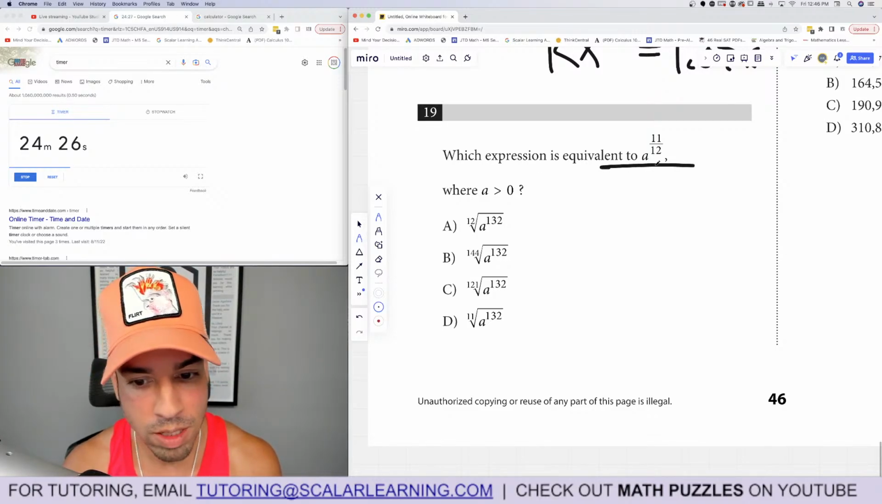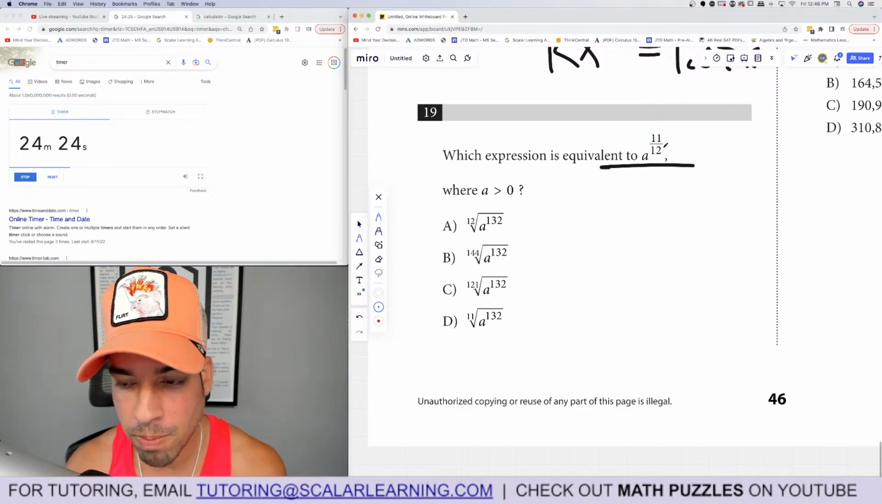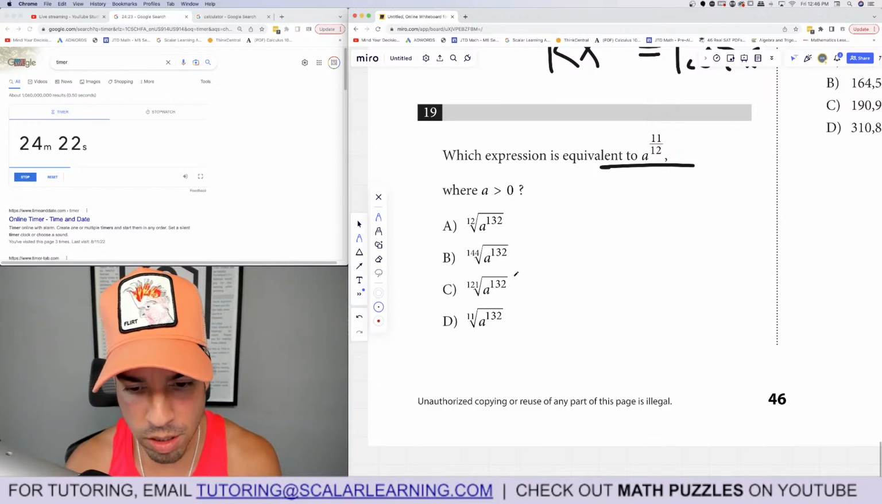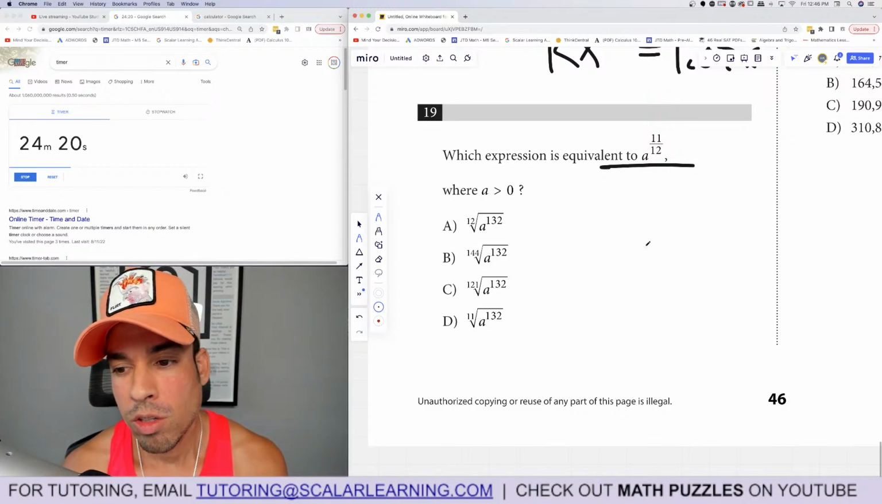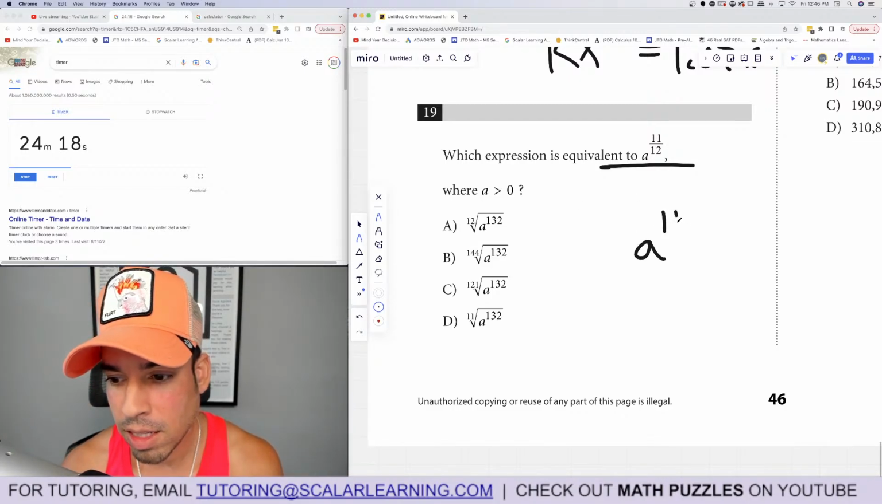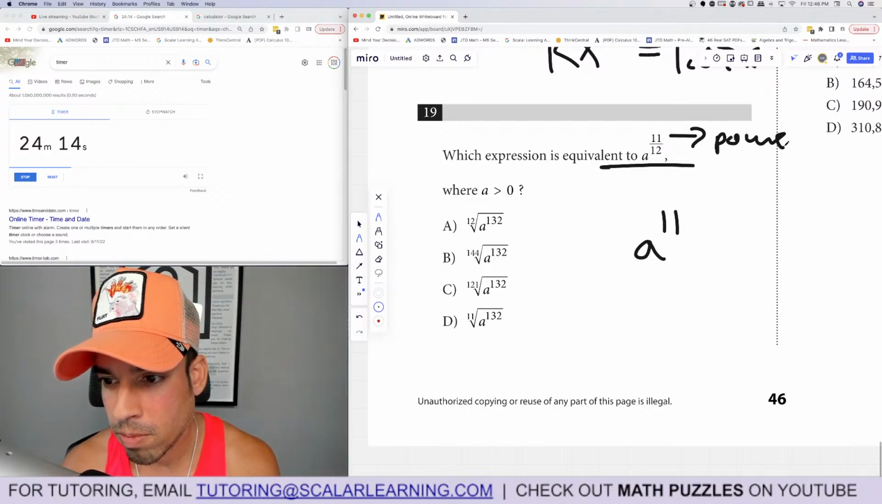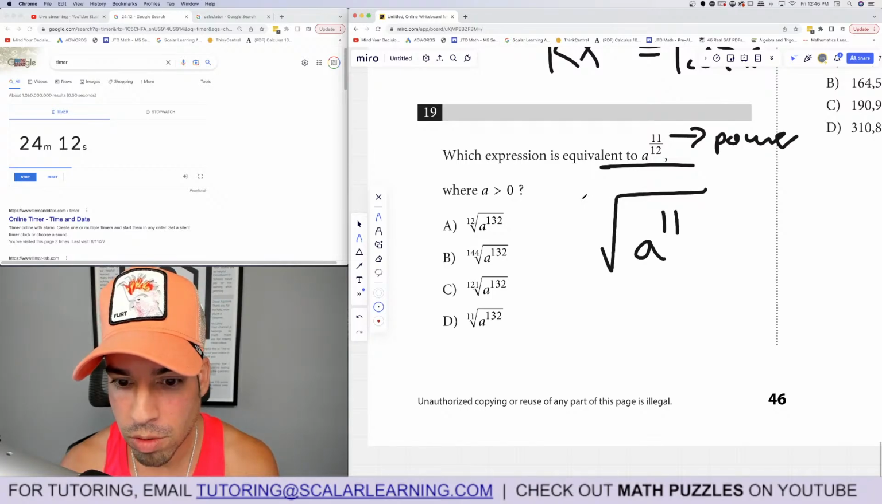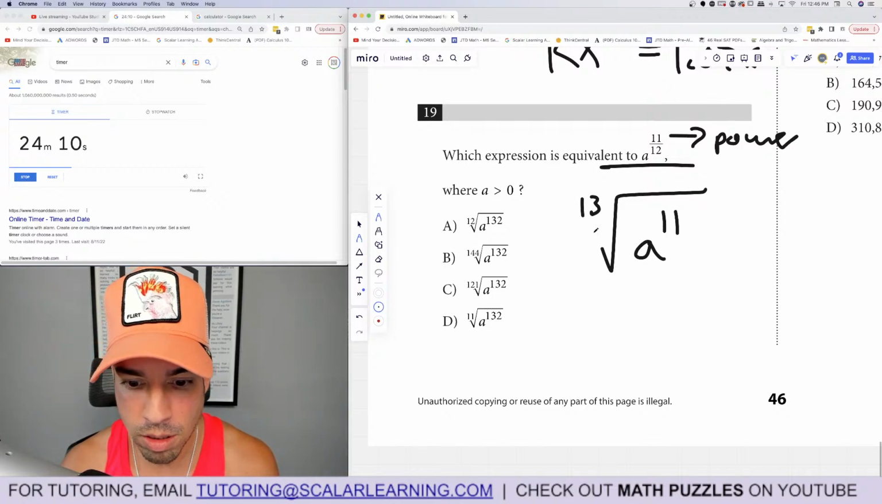Which expression is equivalent to this? This is straight conversion from rational exponent to radical. So it's really a to the 11th. The numerator is the power. And then the 12th root, like this. Wait, what? Why do they have 132? Oh, wait, that shouldn't be 13. That should be 12.